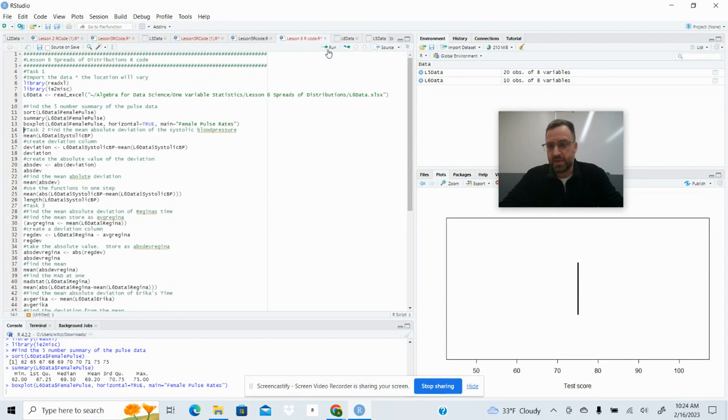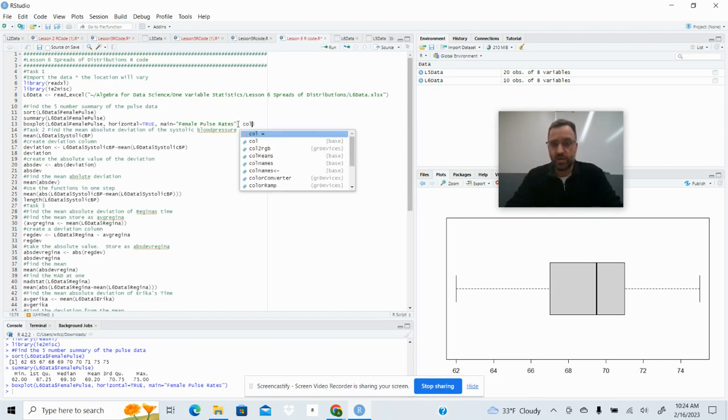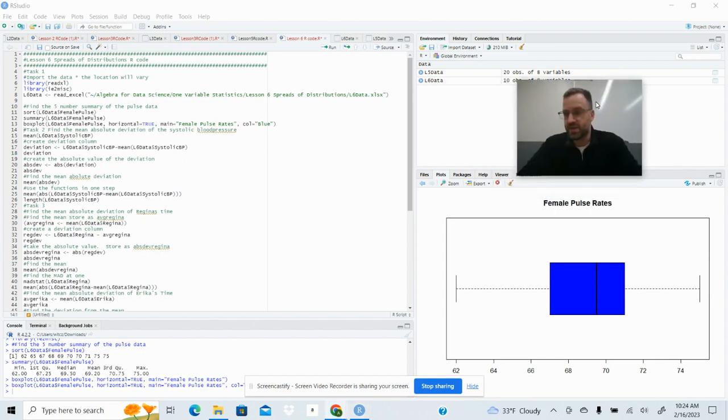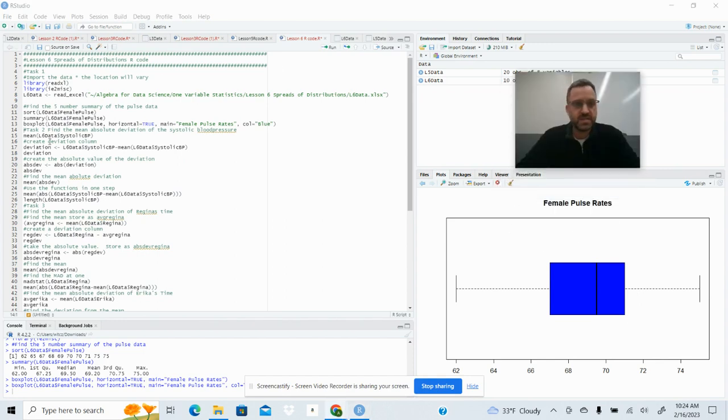So you can just do boxplot of the female pulse data. Horizontal is true. We can add color if you want there. We can put the color to be blue, so col equals, and then we would just put in quotes blue, and that will actually add some cool color to it. And then you can also add titles if you want. So the main here, and my face is over it, is just like female pulse rates.